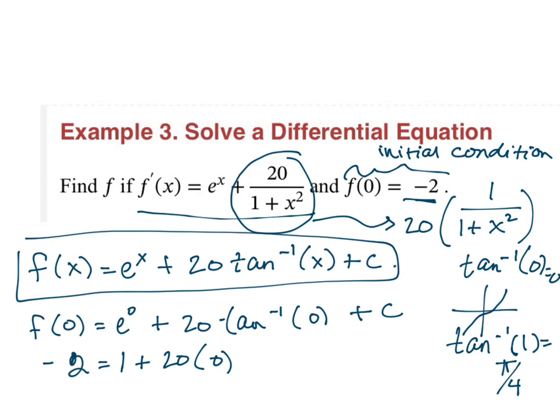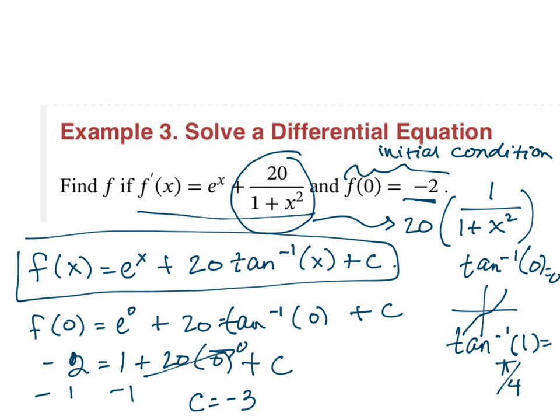Okay? So that zeroes out this 20 business, but we still have a plus c on the end. Negative 2 equals 1 plus 0 plus c. So c must be negative 3.